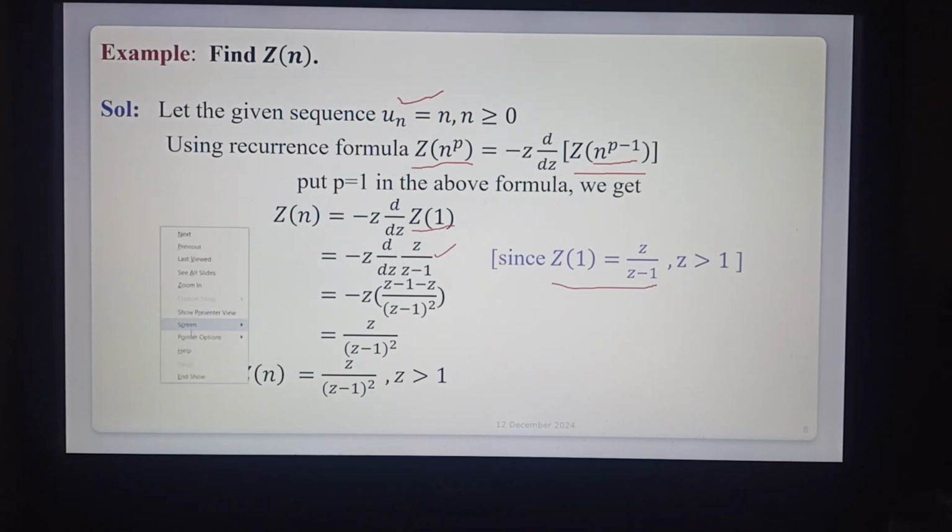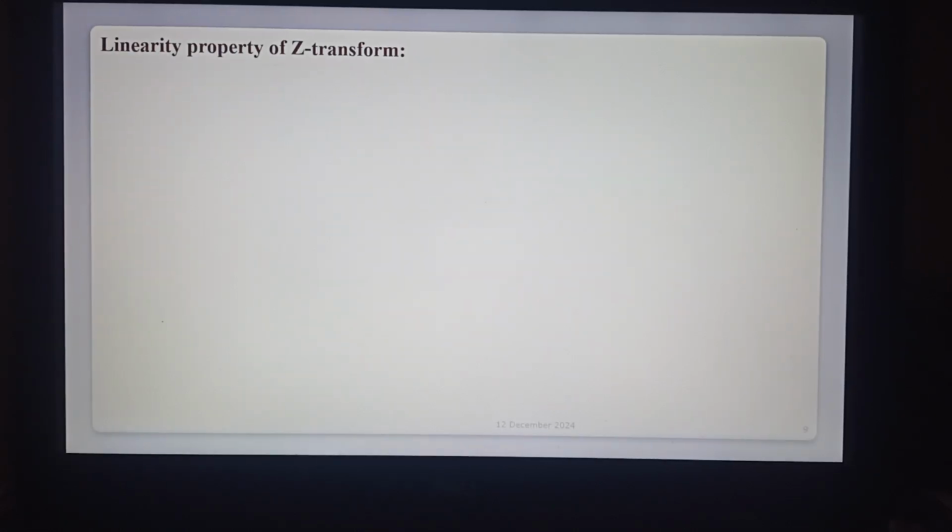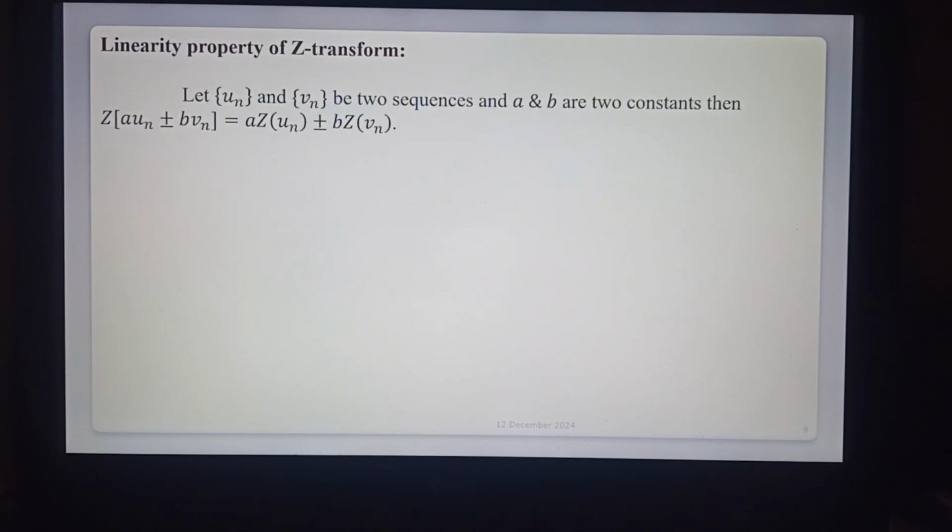So next one. Yeah, next, linearity property of Z transform. So u_n and v_n are two sequences and a and b are two constants. Then Z transform of a into u_n plus or minus b into v_n is equal to the separating Z transform. Okay, now this is called linearity property. That is a into Z transform of u_n plus or minus b into Z transform of v_n.